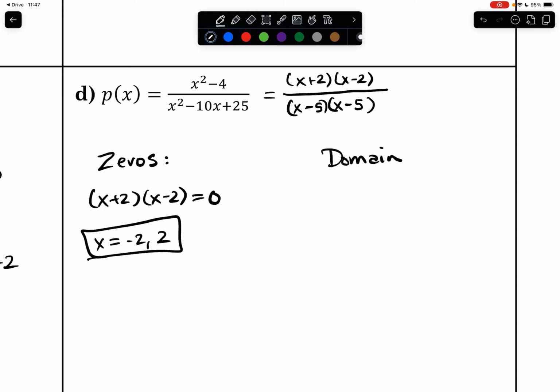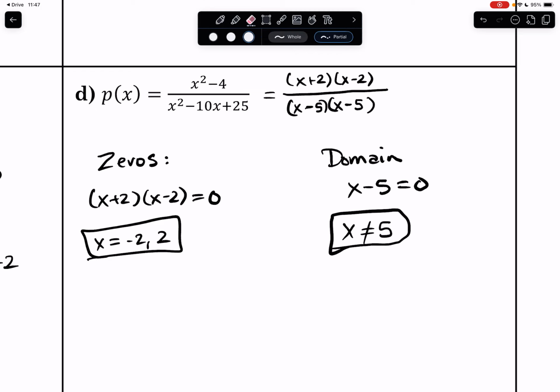And now for our domain. It's x minus 5 times x minus 5, and there are two of them, so I just have to do it one time because it's the same factor. So x will equal positive 5. That's the number that we would restrict. So our domain cannot equal positive 5. x cannot equal positive 5.